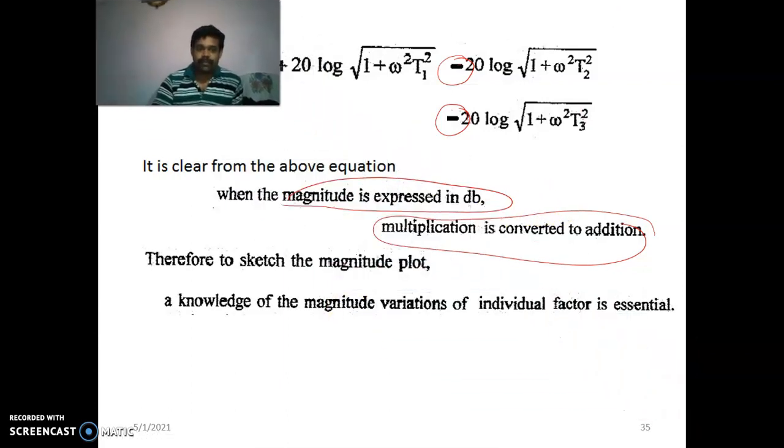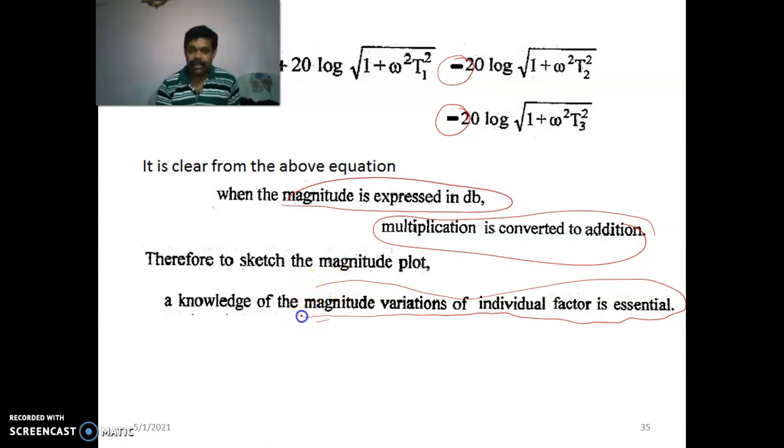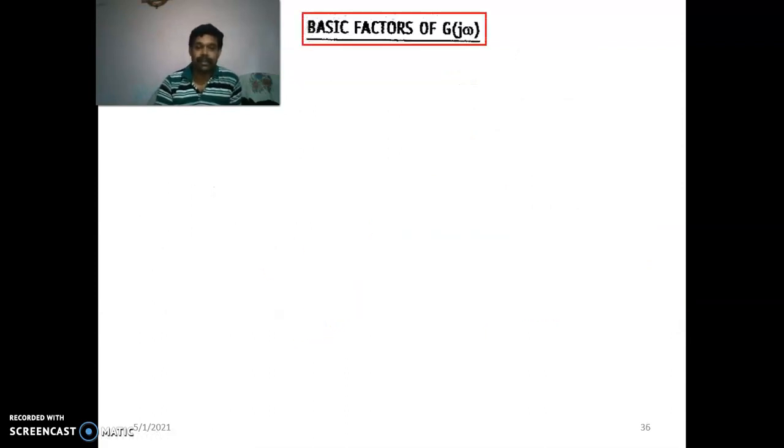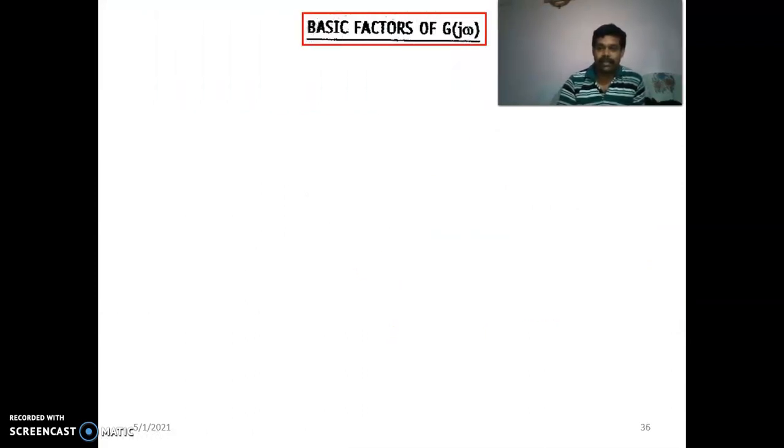So to sketch the magnitude plot, a knowledge of magnitude variation versus the individual factor is essential. So if you want to plot the magnitude plot, knowledge of the variation of individual factors is essential. So now we are going for the basic factors.